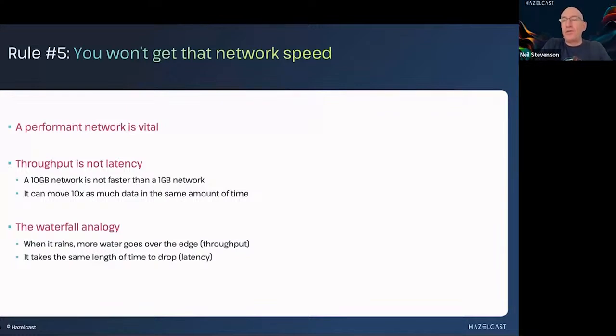So think of it like a waterfall. Your throughput, your 10 gigabytes, is how much water goes over the waterfall. When it rains, more water goes over, but it takes the same amount of time to drop, and that's the latency. So the data from A to B is the thing that matters. And if you're doing a lot of data volume, then the throughput's important as well. But it's the latency. Just a quick ping message might be small, but if it takes a long time to get there, then it's not much use as a ping message.